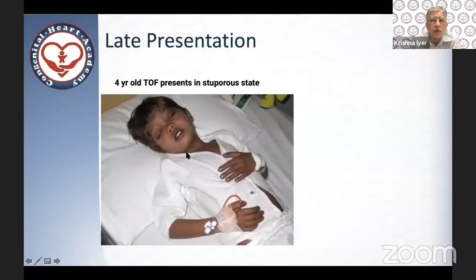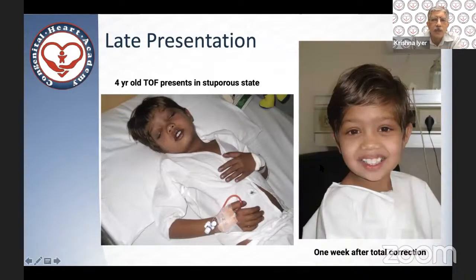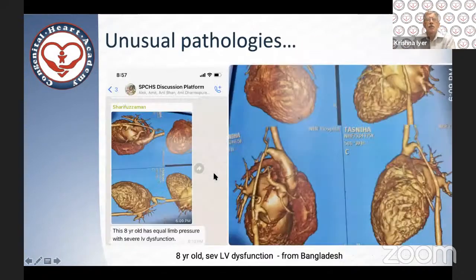Or on a particular day, you may have a patient like this. This is a 4-year-old tetralogy who presented to us in the emergency in a stuporous state with profound hypoxemia. Poor patients who had no money. So in addition to taking up this case for emergency surgery, we also had to raise the finances. But then we had an extremely encouraging outcome. This is the same kid 1 week after the total correction. So just an example of some of those challenges that you face in LMICs.